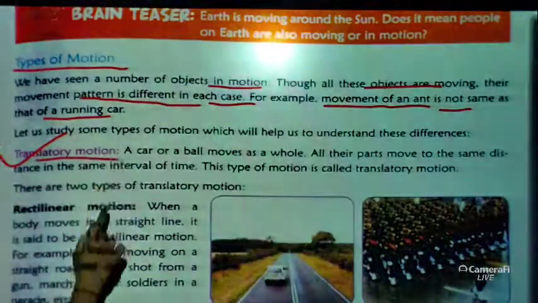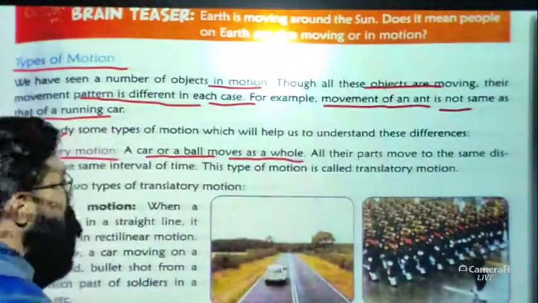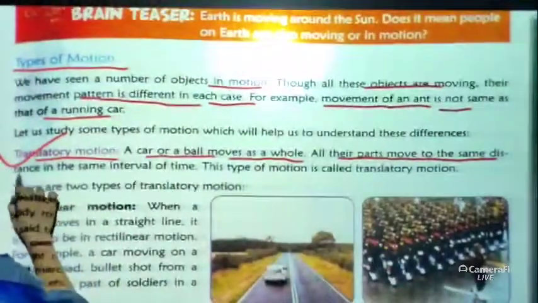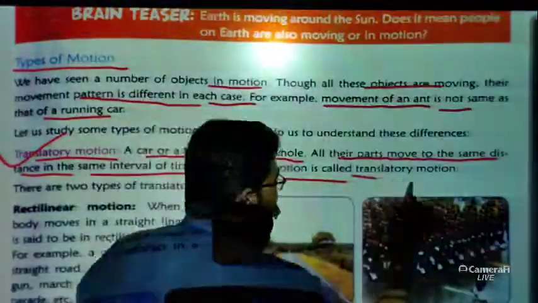Now let us discuss this translatory motion, that a car or a ball moves as a whole. All their parts move in the same direction, the same distance, in the same interval of time. This type of motion is called translatory motion.